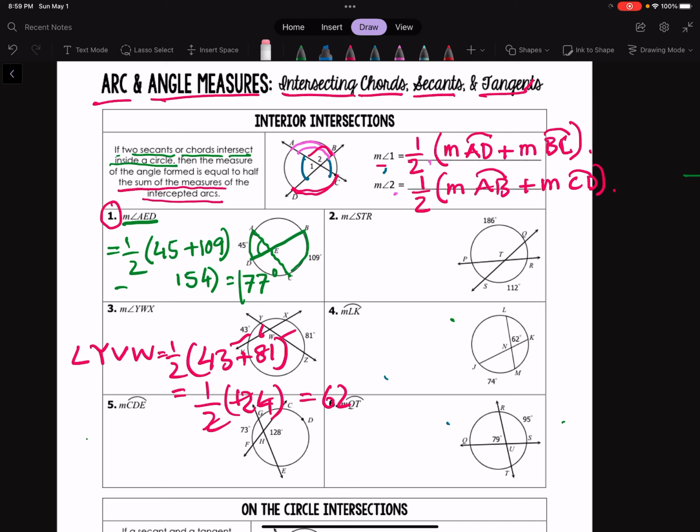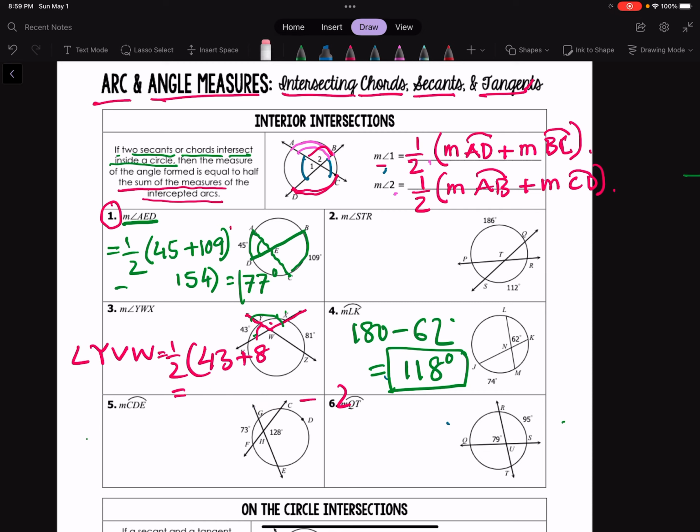Now what you really want is YWX, so use that formula. Now this is 64. How much is this green part? Green and red make 180. So 180 minus 62 should give you 118. You'll have to be a little critical and find the answer.